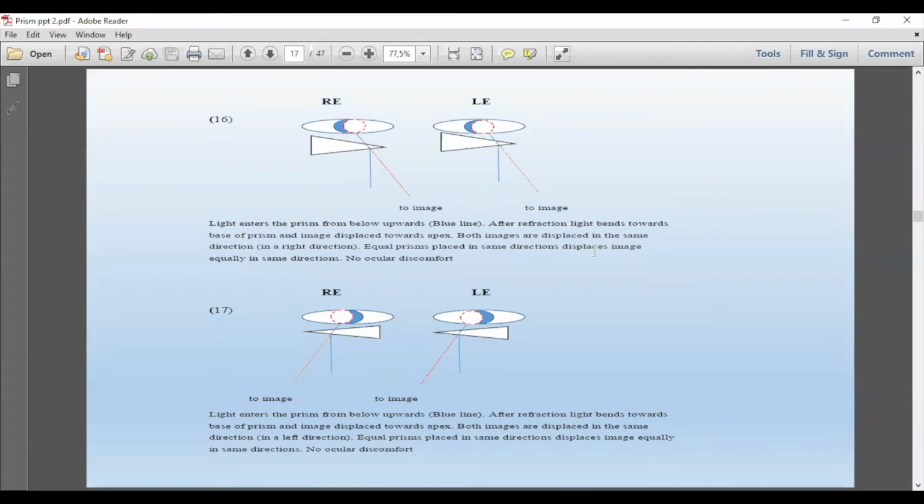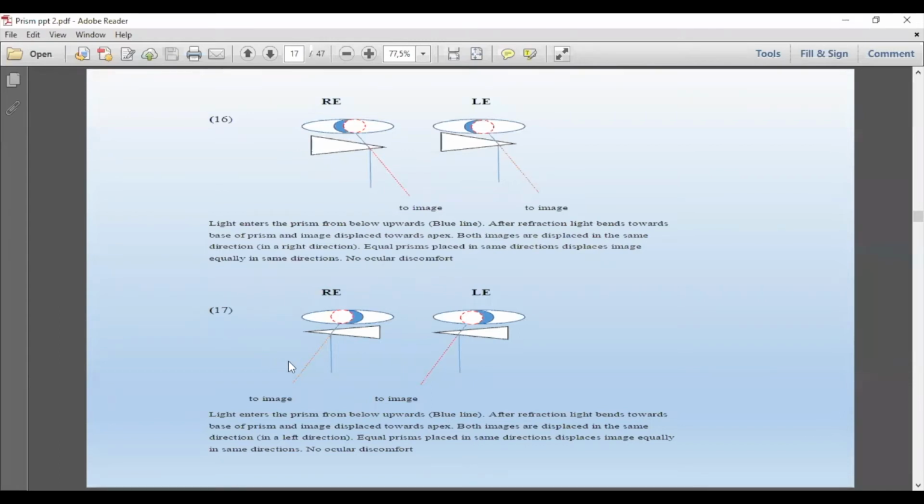Now, they are both displaced in the same direction, which is, in this case, to the right from the front. Equal prism placed in the same direction displaces the image equally in the same direction. No discomfort. As you can see, there's a displacement, but no visual discomfort.